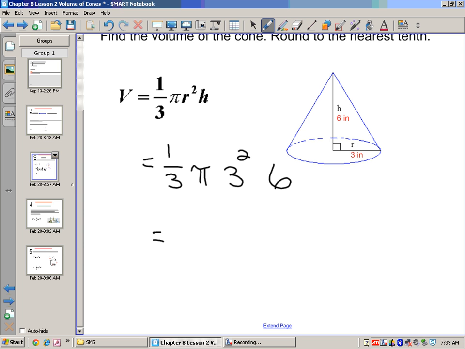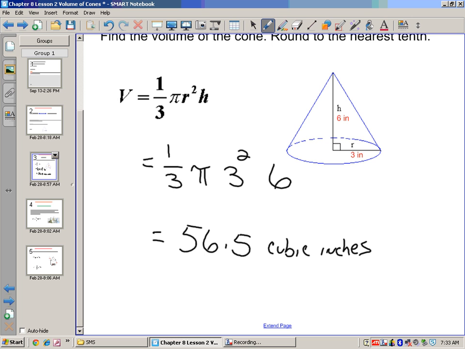So you would punch that into your calculator: 1/3 times pi, or 3.14, times 3 squared times 6, and you are going to get 56.5 cubic inches. And that's pretty much all there is to it. Make sure you write down the formula first before anything else, and then you fill in what is given to you in the problem, and then just solve.